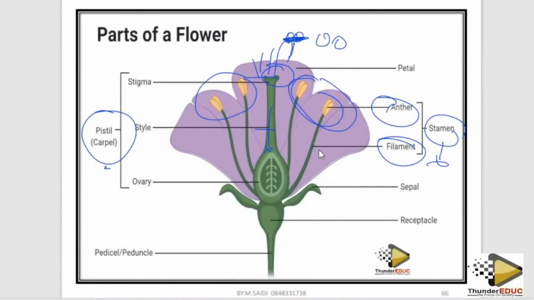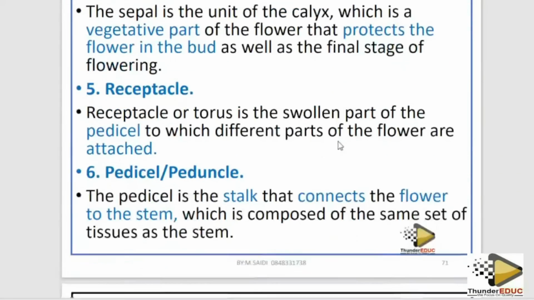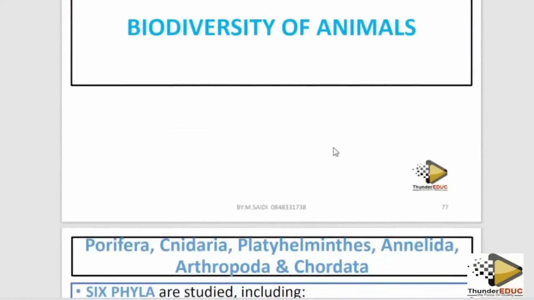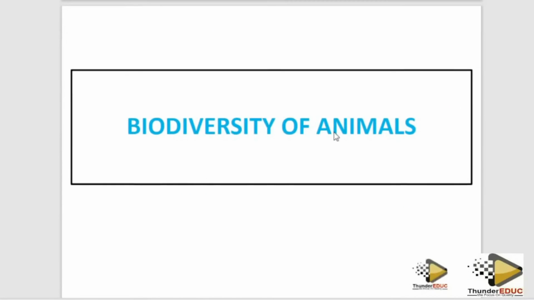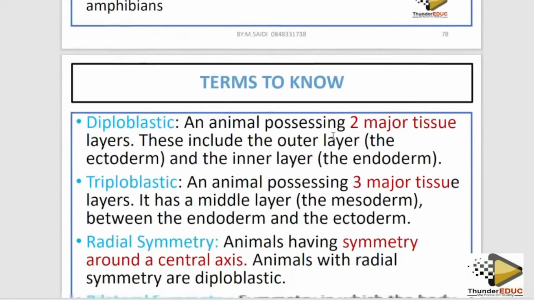I explained and I asked you how do you identify this is insect pollinated, this is non-insect pollinated. You see, I explained it. And then I also talked about the difference between insect pollinated and wind pollinated. Please make sure that you know that. Then when you go to biodiversity of animals, we say the phylogenetic tree, still take note of that.